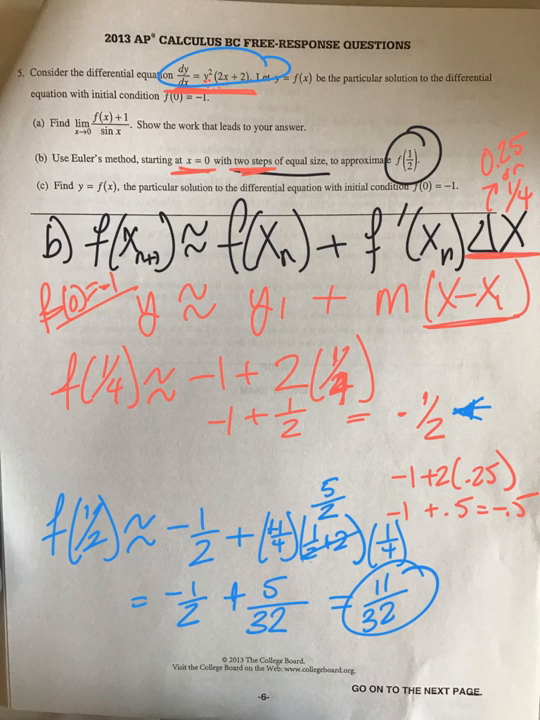The decimal version would have been probably a little harder, 0.343.